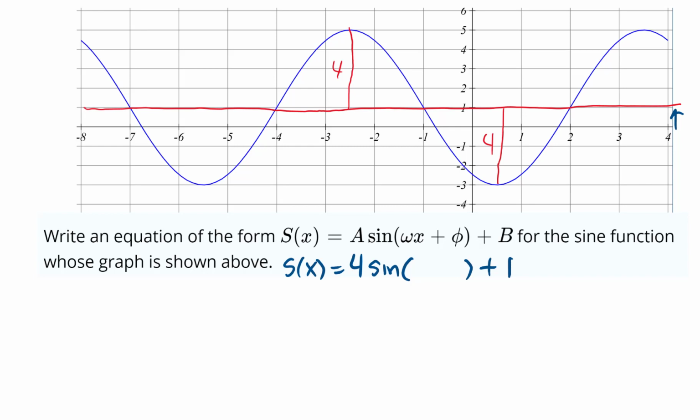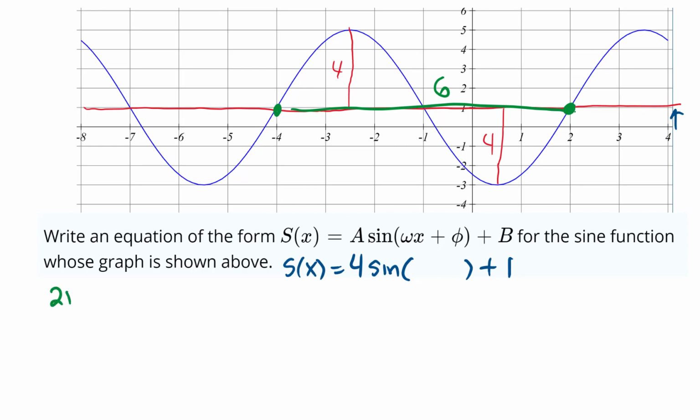All right, omega is determined by the period. So I'm going to figure out the period of the graph. I'm going to choose a point here that crosses the baseline and then do one cycle of the graph and then find where it crosses the baseline again. And that looks like the distance, or how far these are apart, then is 6, 4 and 2 more. So the period is 6.